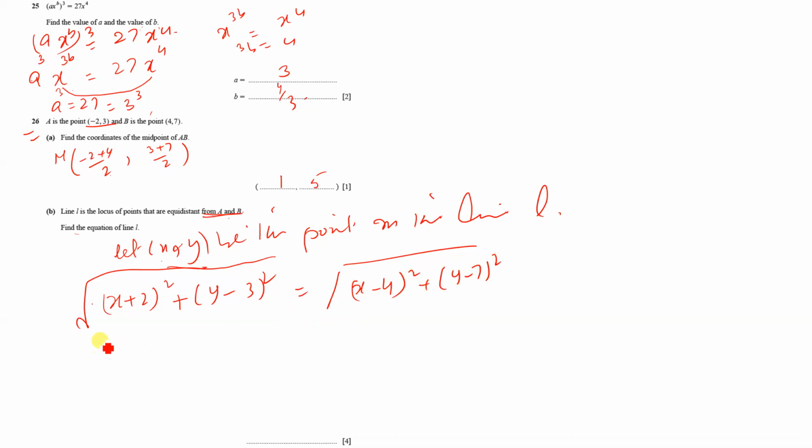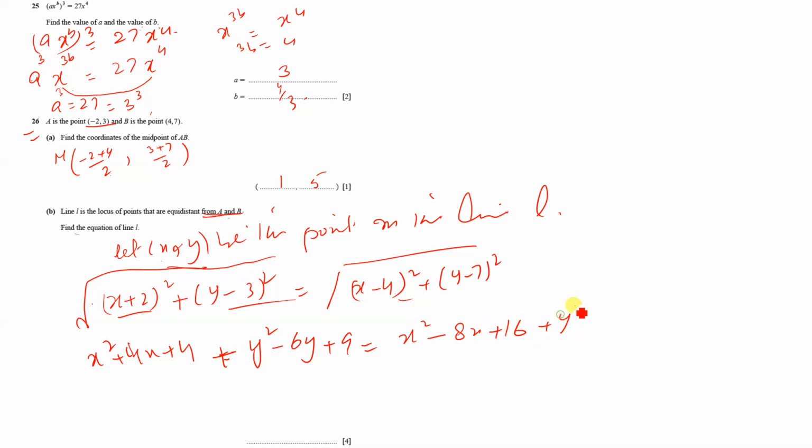So squaring both sides and expanding these squares, we have x squared plus 4x plus 4 plus y squared minus 6y plus 9 equals x squared minus 8x plus 16 plus y squared minus 14y plus 49.